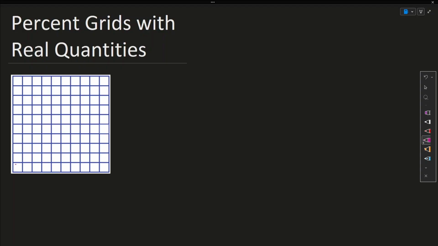Let's start with a grid that has one square shaded. Remember, one square is 1% of the grid. Now, let's suppose the entire grid represents $300. Since the full grid has 100 small squares, the $300 is spread evenly across the 100 squares. So if I want to find the value of one square, we divide 300 divided by the 100 squares to get 3. So each small square represents $3.